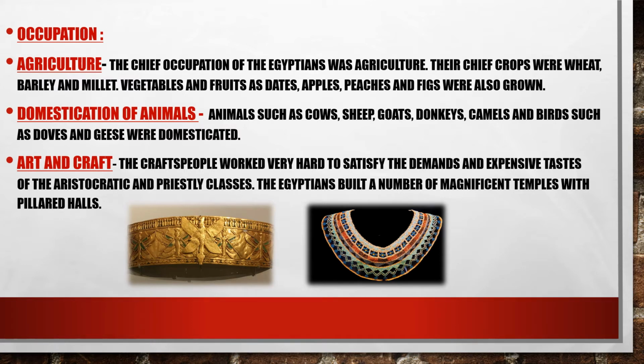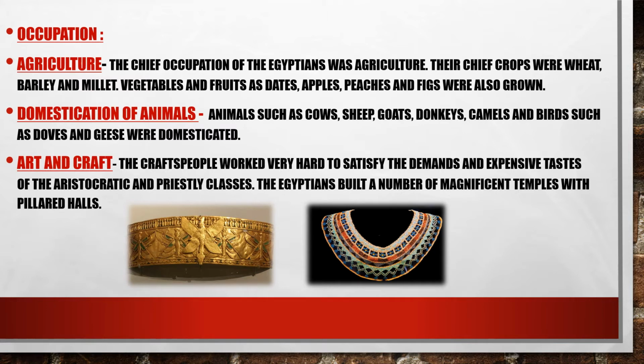Second one, domestication of animals. Animals such as cows, sheep, goats, donkeys, camels and birds such as doves and geese were domesticated, and they actually helped the Egyptians in their work.